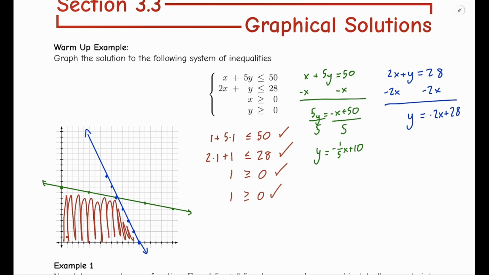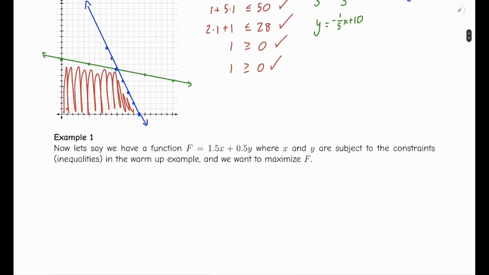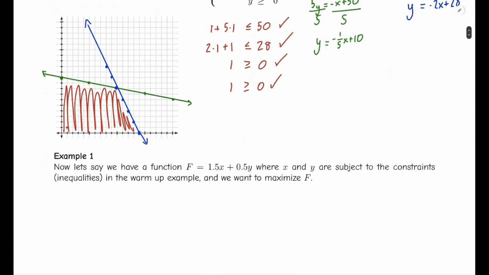Now, this is from the previous section of notes. What we are going to do now is extend it a little further for what is called linear programming problems. So example 1. Now let's say we have a function f equals 1.5x plus 0.5y, where x and y are subject to the constraints or the inequalities in the warm-up example, and we want to maximize f.